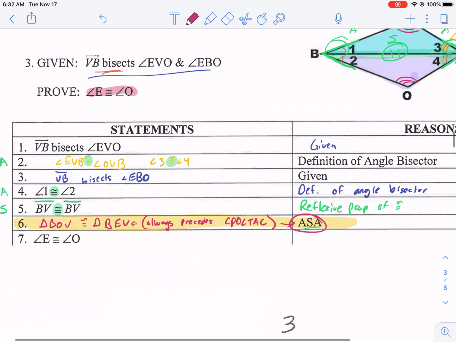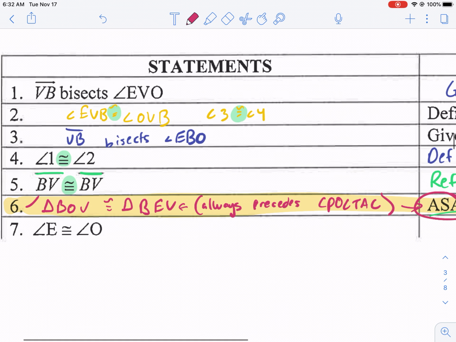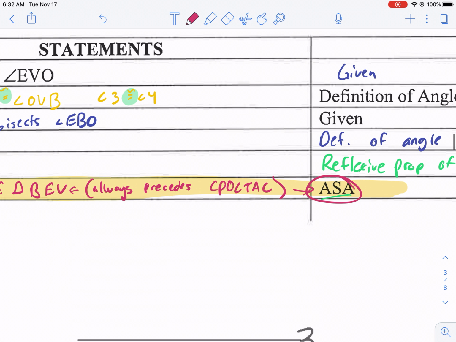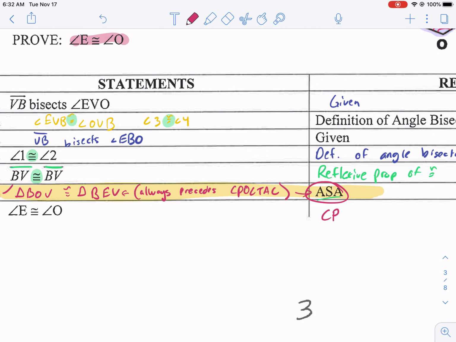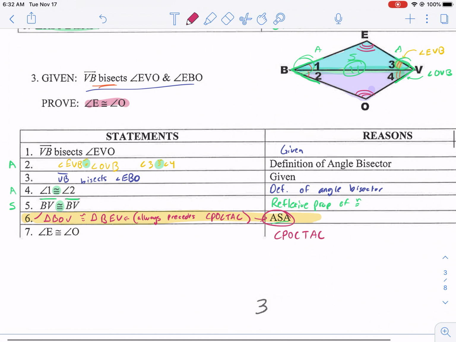So now that we have angle E congruent to angle O, why? Well, because we already proved that the triangles were congruent. Take a look. Previous step, number 6. We already proved that they're congruent. So we know that we can say, well, corresponding parts of congruent triangles are congruent. If they're congruent, then everything about them, all the sides, all the angles, etc.